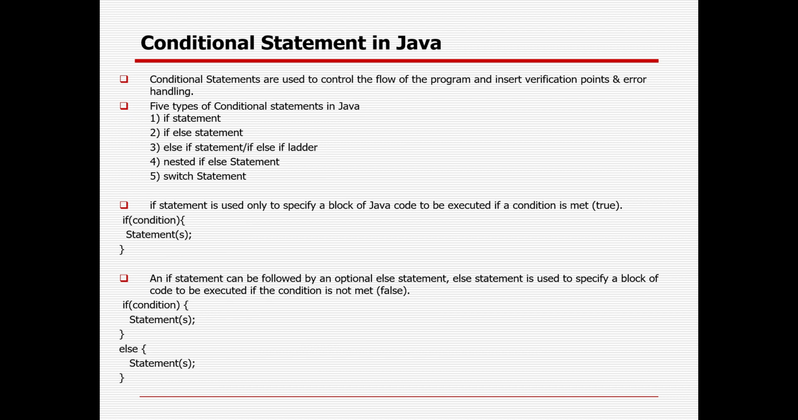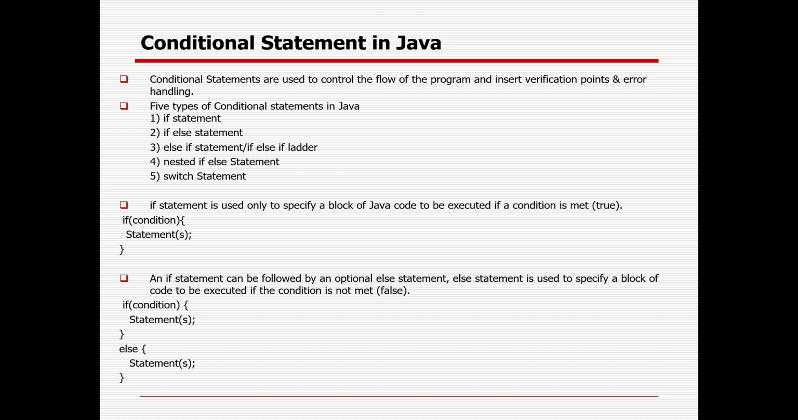So conditional statements are used to control the flow of the program and insert verification points and error handling. In case you are using Selenium WebDriver, definitely there is a framework available, JUnit or TestNG, where assertion will be there, through which we can verify the expected and the actual outcome. But still, with the help of the if-else or the conditional statement, you can manually verify your expected and actual result. So there are 5 types of conditional statement available in Java: if statement, if else, else if statement or if else if ladder, nested if else, and switch statement.